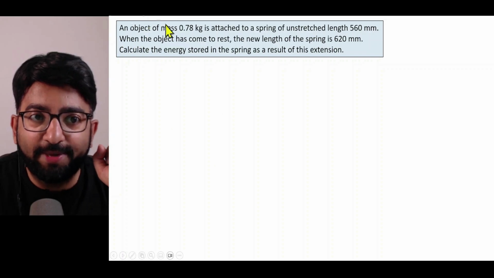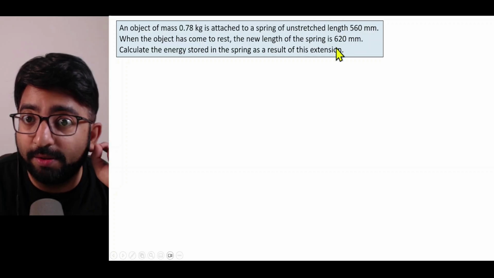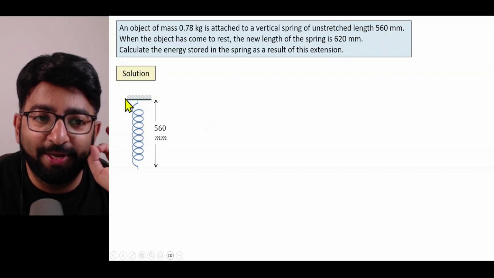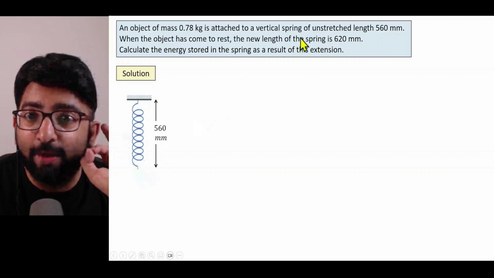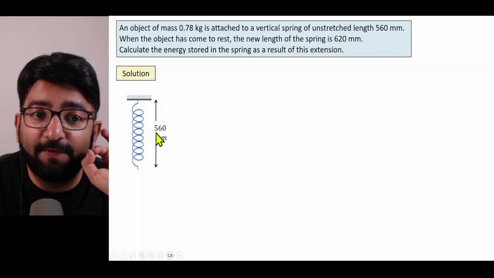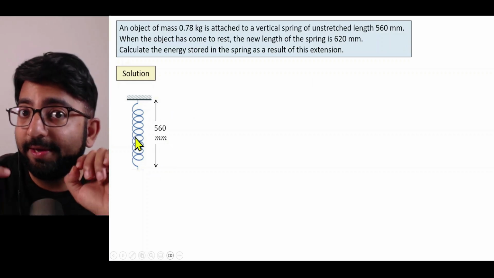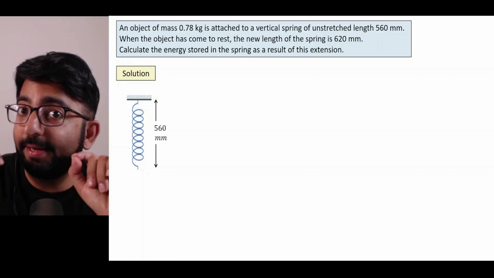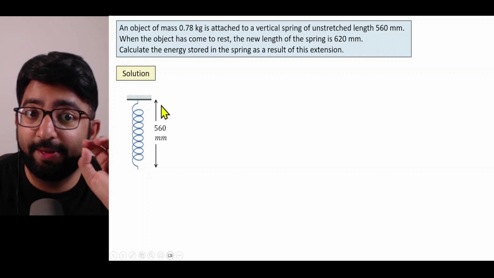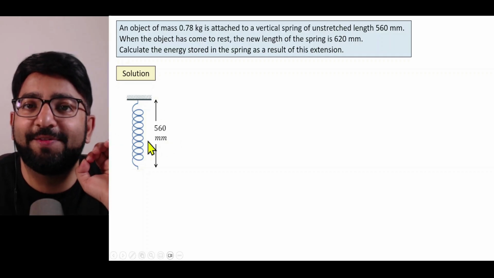Here it is mentioned that an object of mass 0.78 kilograms is attached to a spring of unstretched length 560 millimeters. So let's draw a diagram. So watch. We have a vertical spring of unstretched length 560 millimeters. This means 560 millimeters is the natural length of the spring, where we can say the spring is neither compressed nor stretched. Hence, we can say that the force on the spring in this position will be equal to 0. So this is the relaxed position of the spring.